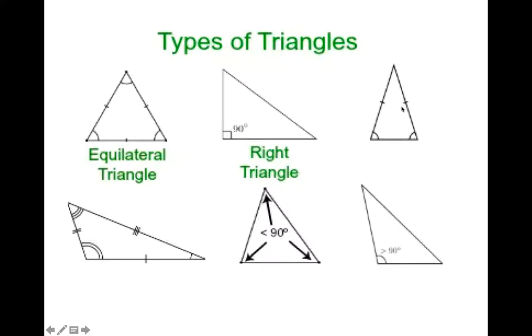The next one has two equal sides. We call that an isosceles triangle. The next one is clearly marked as three different sides and three different angles. We call that a scalene triangle.